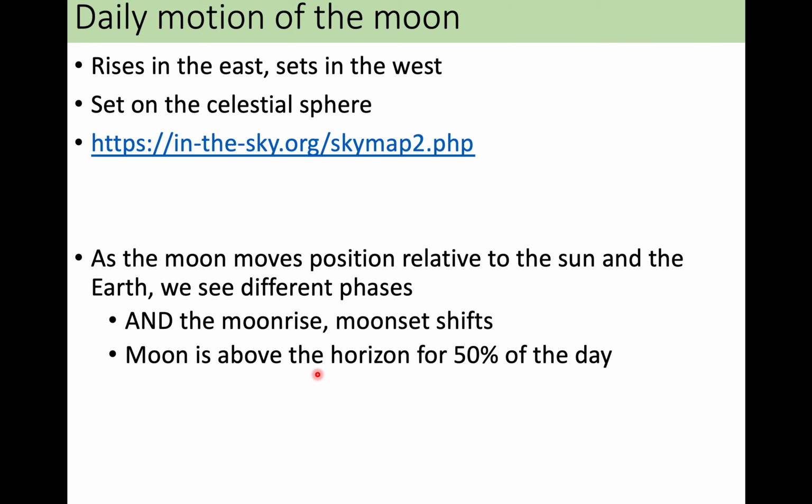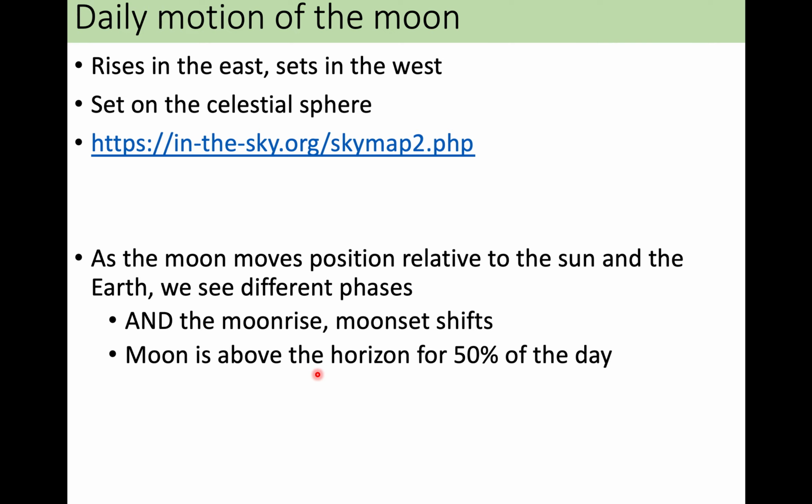So the moon moves daily throughout the day, rises in the east, sets in the west, just like everything. It is set on our celestial sphere. However, as the moon moves relative to the sun, because the moon is not rotating around the sun, it's rotating around the earth, the moon moves its position relative to the sun. We end up seeing different phases. But this also changes the timing of the moonrise and the moonset.